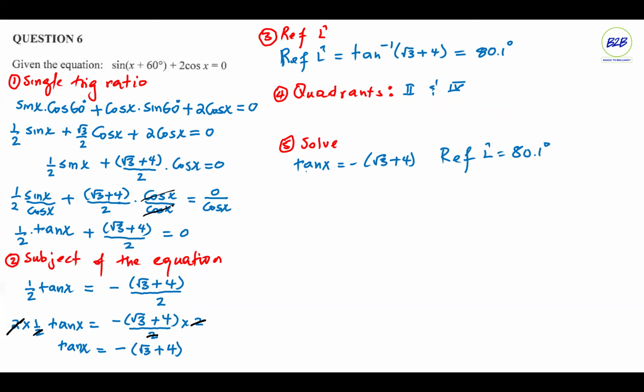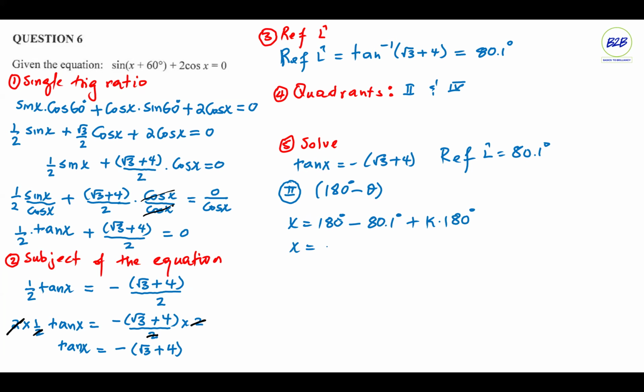So now we have to pick those quadrants. The second quadrant is one of the quadrants that we have picked. And in the second quadrant, we have the reduction formula 180 degrees minus theta, where theta is our reference angle. So that will be x is equal to 180 degrees minus 80,1 degrees plus k times 180 degrees. Why 180? Because we are using tan here.